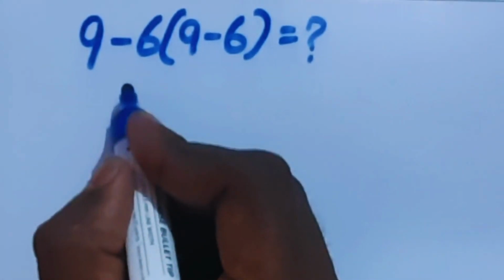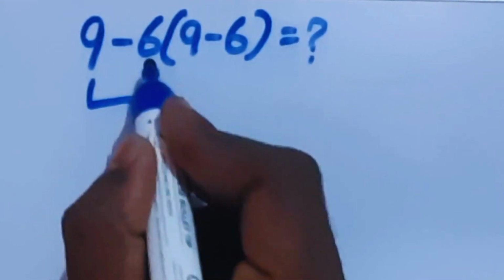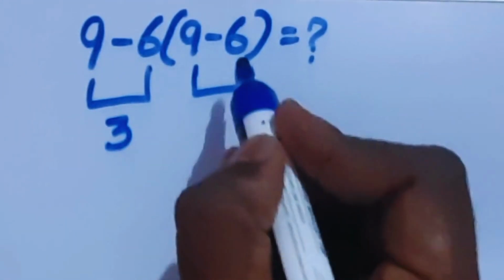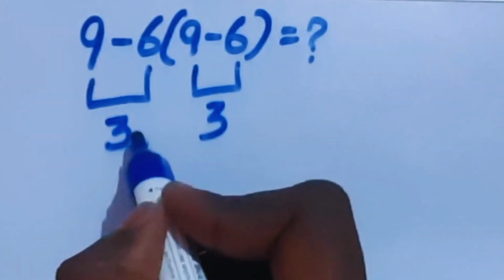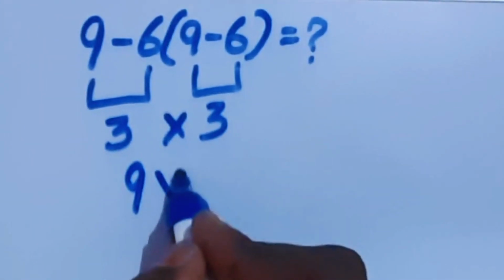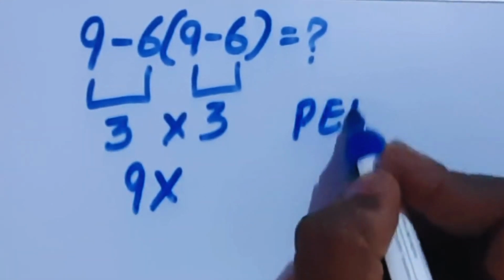Hi guys, most of them get answer 9 for this problem. It is wrong. Here 9 minus 6 is 3. Now this 3 times 3 is 9. This is wrong, as per the order of operations, PEMDAS.